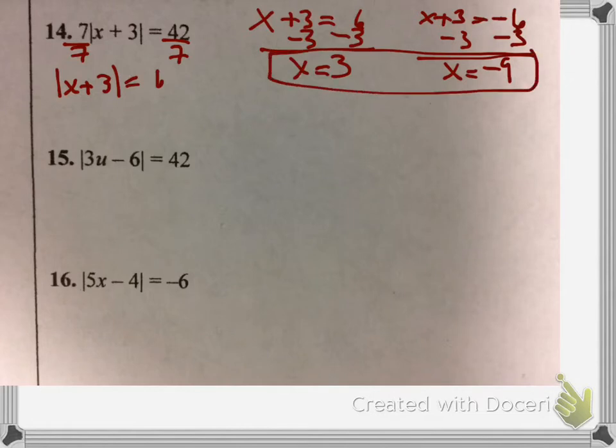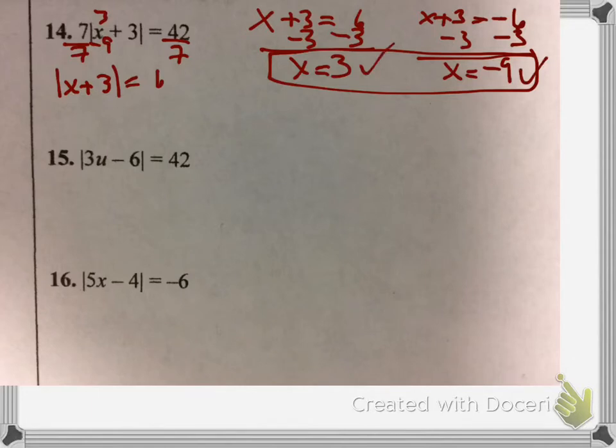And again, if I plug it in, 3 plus 3 is 6 times 7. The absolute value of 6 is 6, so 7 times 6 is 42. Put the negative 9 in here, I get negative 6, the absolute value of that is 6, and 6 times 7 is 42. So both answers check out.